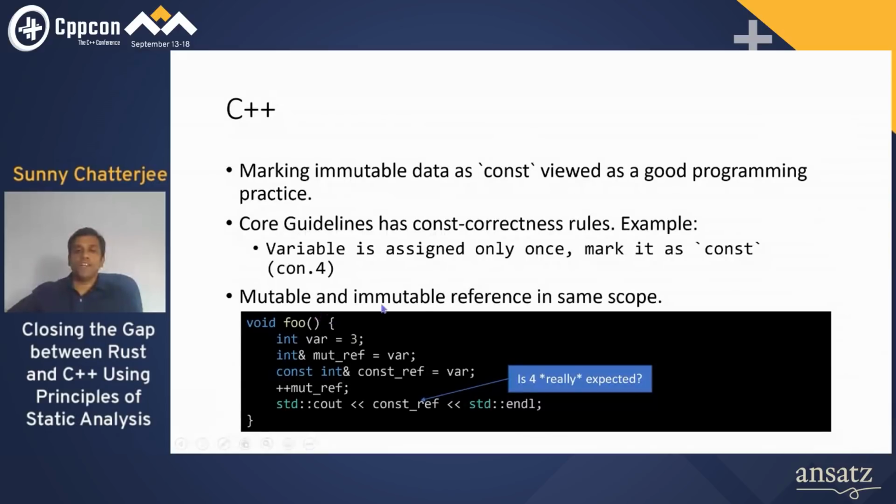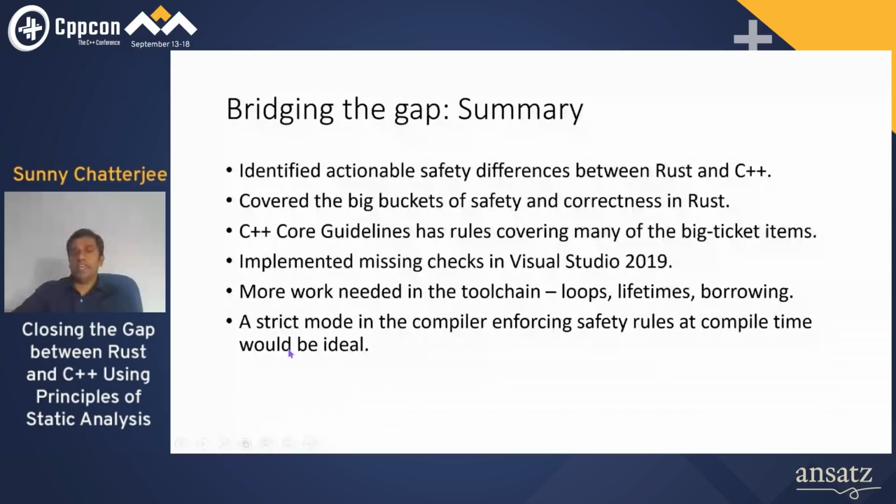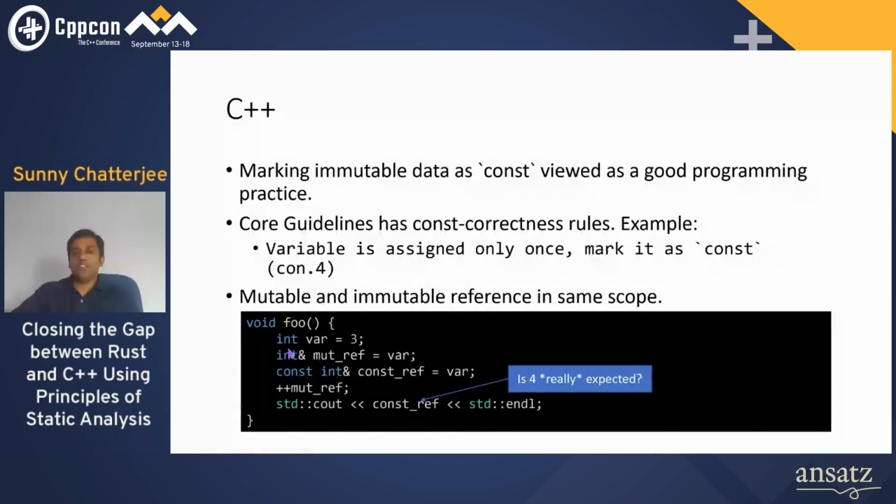However, I wanted to revisit this example from Rust, where you're trying to access a mutable and an immutable reference in the same scope. The same code written in C++ is a variable assigned a value of 3. You have a mutable reference and a const reference to that variable. You're incrementing its value via the mutable reference, and then you're printing its value via the const reference. So the question remains, do you really expect to see a 4 here? And it can be argued that that may be a reasonable addition to the checks where you see this pattern. Maybe you want to highlight this and say, hey, did you really mean that? So that's a check, again, that does not exist today, but that's something worth exploring.